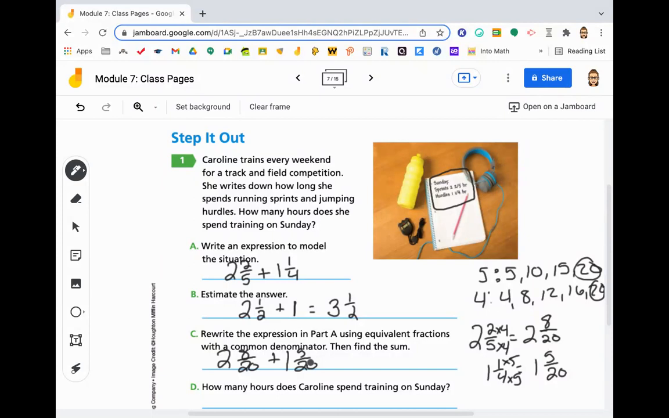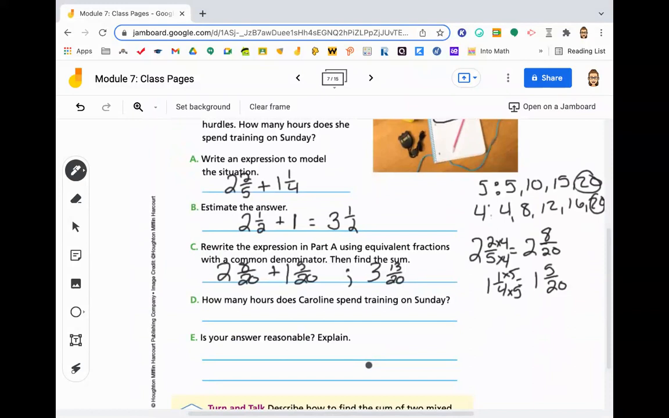So next, I would want to solve this. I have 8/20 and 5/20. So 8 plus 5 is going to be 13, and the denominator is the same. And then I'm going to add my whole numbers. 2 plus 1 is 3. So I get 3 and 13/20. So how many hours does Caroline spend training on Sunday? That would be 3 and 13/20 hours.